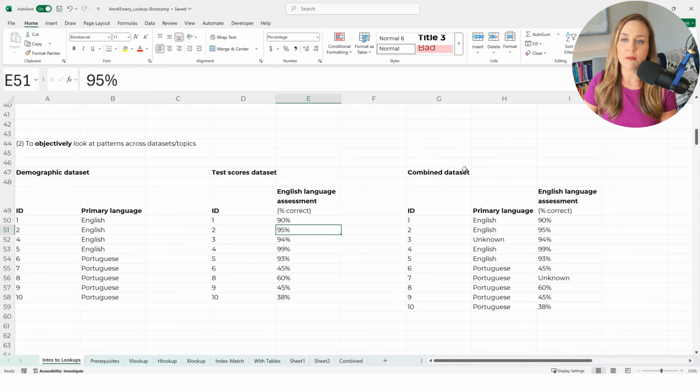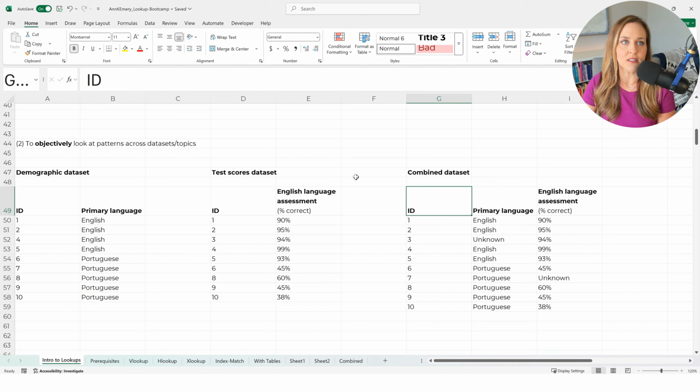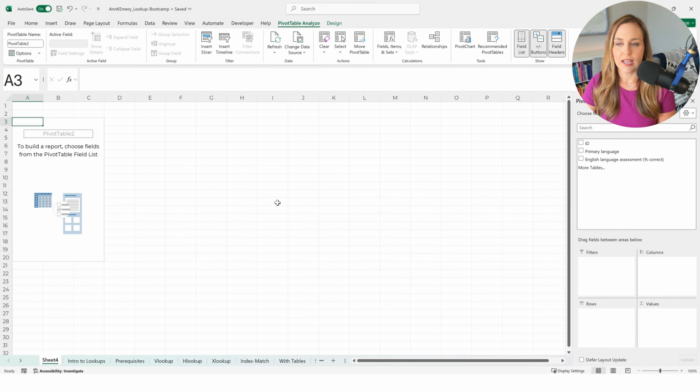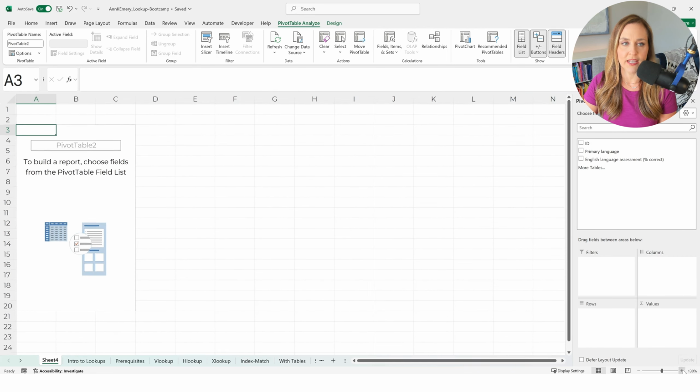By having the combined data set, we can objectively compare min scores, max scores, and average scores by language, not just looking at one data set or just looking at another, but looking at patterns across them. This is not a pivot table bootcamp. This is a lookup bootcamp. So I'm just going to do a super quick pivot table to show you how this combined data set helps us. I'm going to insert a brand new pivot table on a new sheet, and then let's do some quick dragging and dropping.